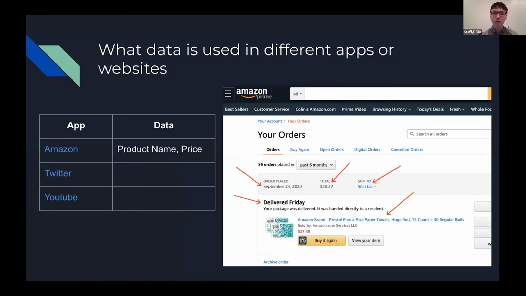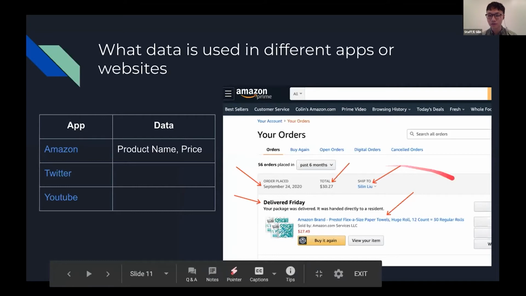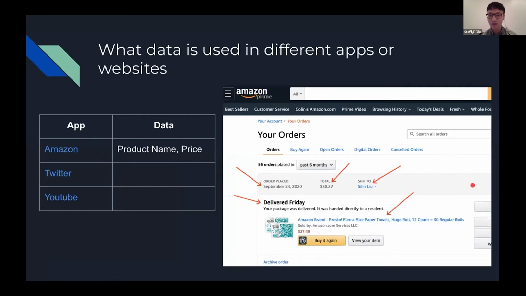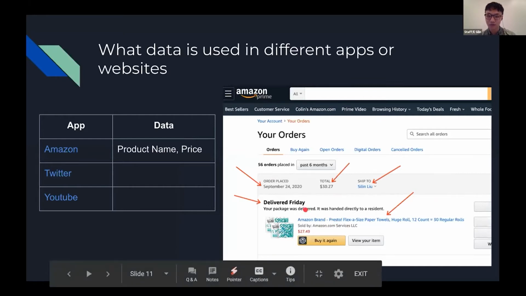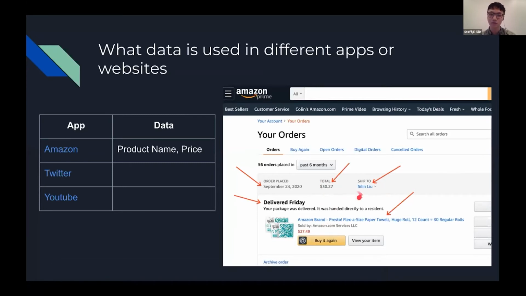Here are some examples of the data we use in different apps and websites. The first example is Amazon. Amazon is a website where you can buy products from all over the world. Take the example of the picture here. You can see some data used in Amazon, like the product name, the order date, who made this purchase, and the total price for the product. These are all the data you will use in Amazon.